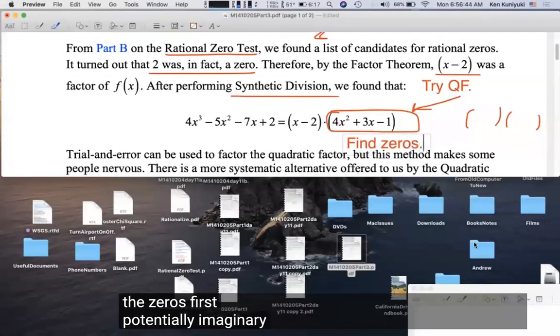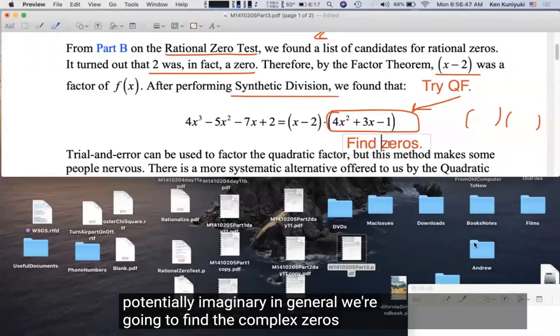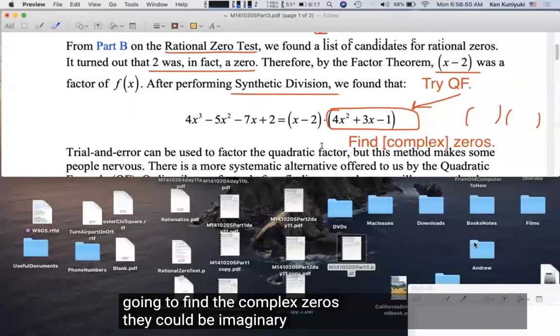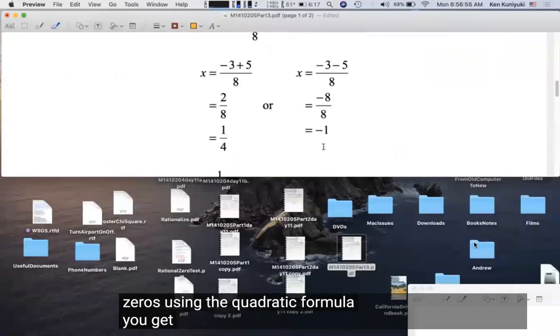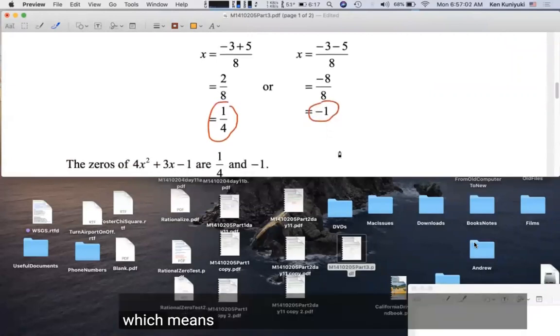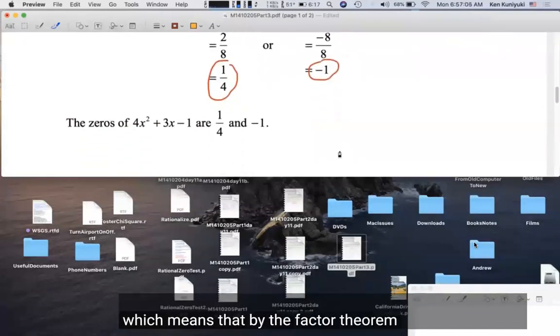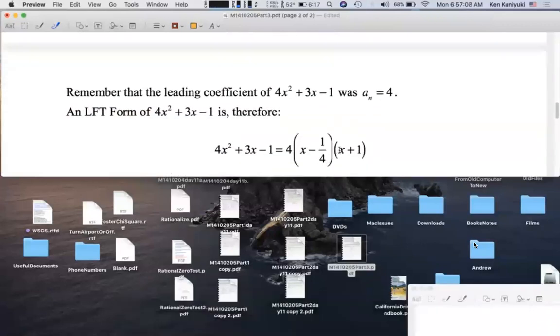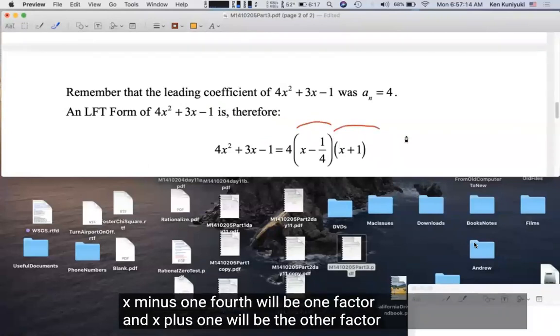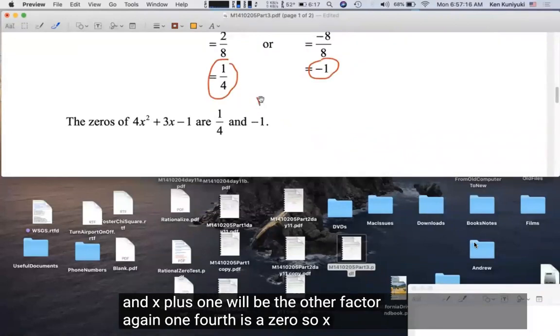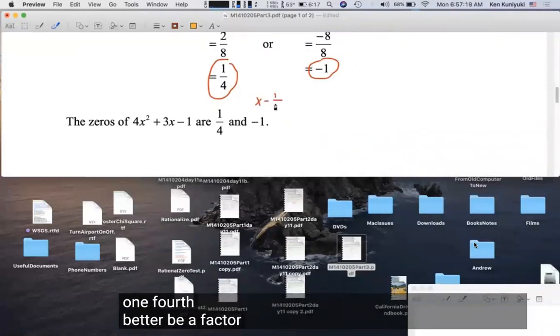They're potentially imaginary. In general, we're going to find the complex zeros. They could be imaginary. So when you find the zeros using the quadratic formula, you get 1/4 and -1, which means that by the factor theorem, x minus 1/4 will be one factor, and x plus 1 will be the other factor. Again, 1/4 is a 0, so x minus 1/4 better be a factor. -1 is a 0, so x plus 1 better be a factor.